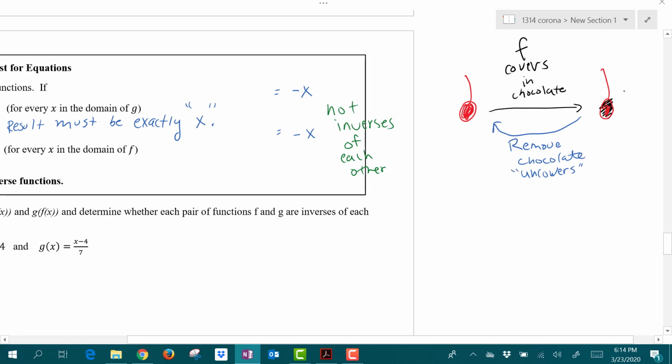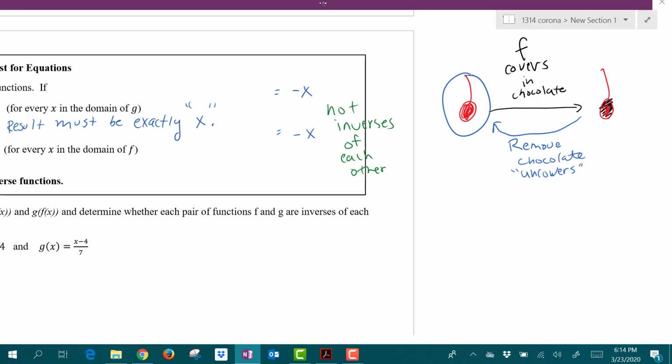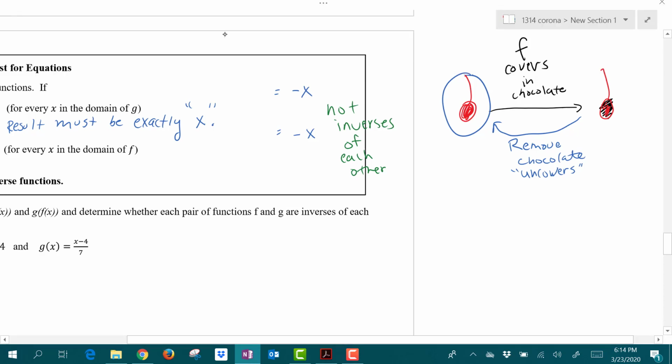So what would I get? If I took that chocolate covered cherry and I removed the chocolate, we would get right back to where we started. So when both functions are done, you would end up exactly where you started. You could also do it the opposite way. Say you started out with a chocolate covered cherry and you ran it through the machine that would uncover the chocolate, so it would take all the chocolate off.